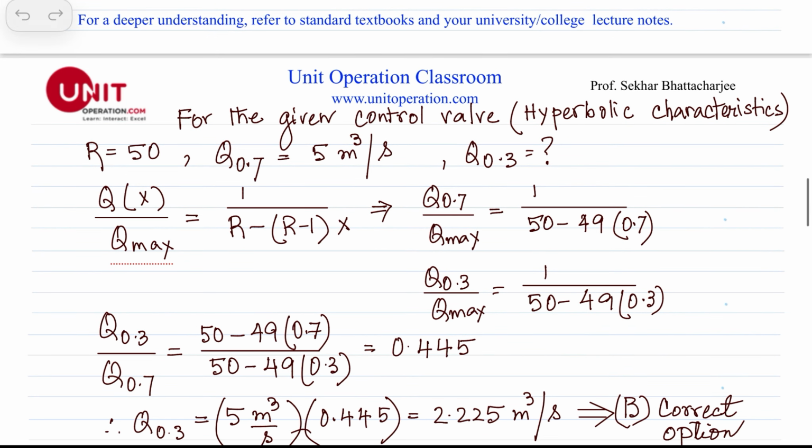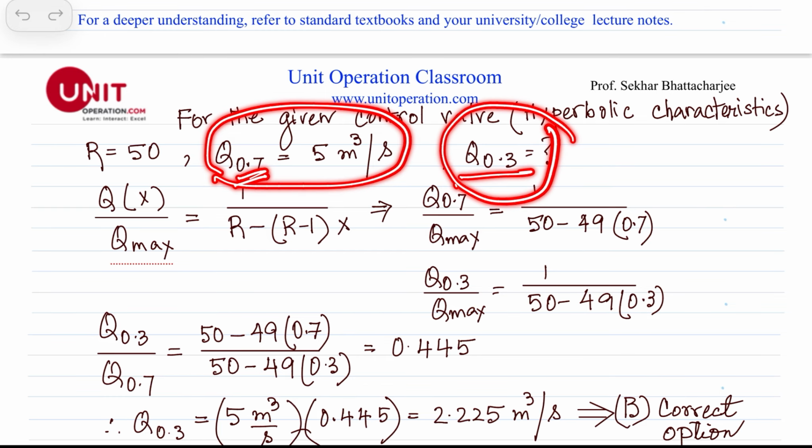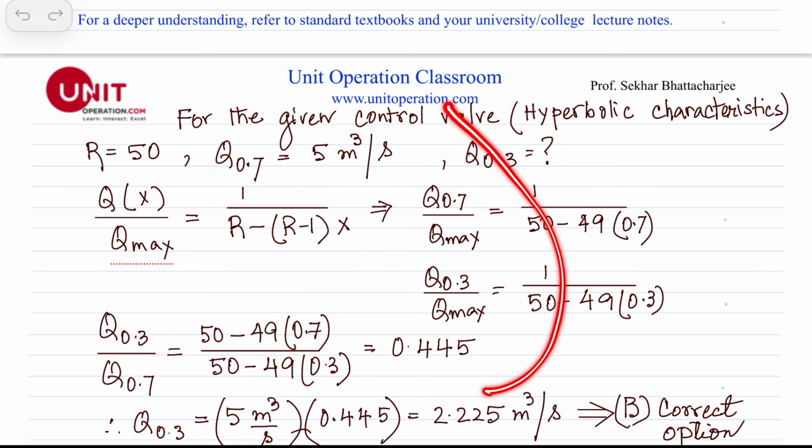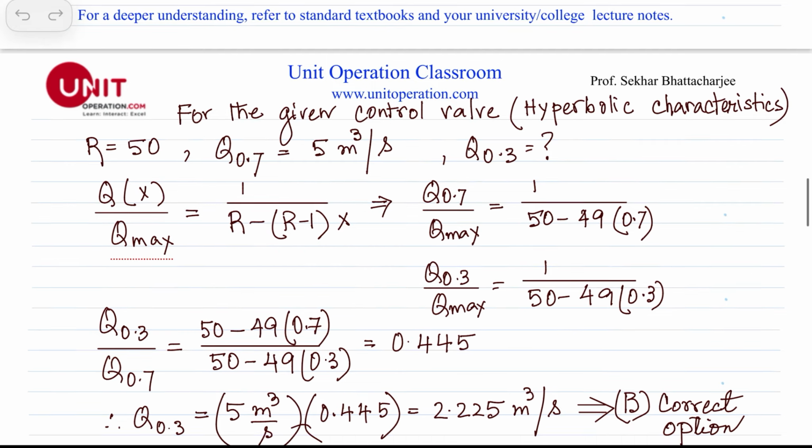Next, of course, a problem. Once we understand these characteristics, the problem is very easy. R is equal to 50 is given, flow rate at 70% opening is given, and we want to know what's the flow rate at 30% opening. This is just a very easy one. Take the ratio. So all these details are given in this website here, and we get the answer as 2.225. So B is the correct option.